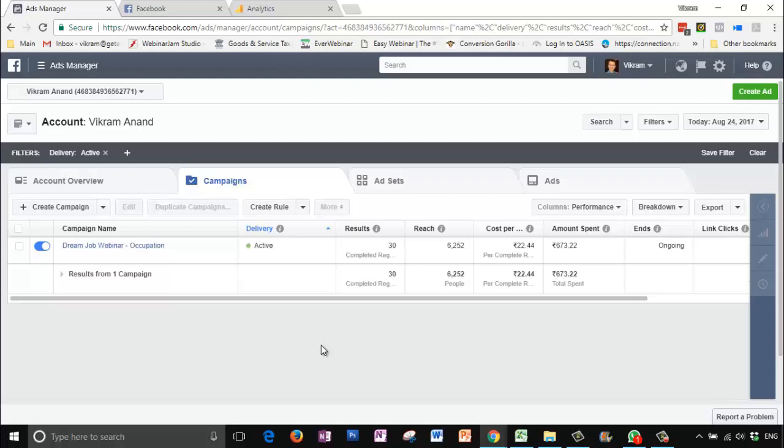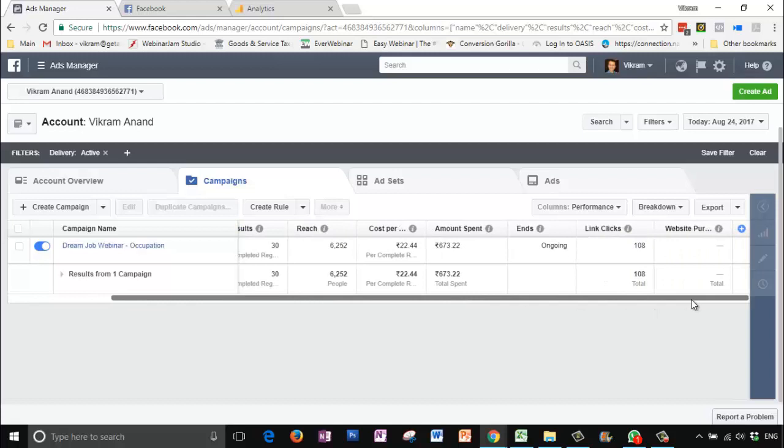Now, this campaign is basically to get people to sign up for the webinar. So this is a conversion-based ad campaign. And by now you're pretty familiar with how a conversion-based ad campaign is set up. And therefore, what I'm really interested in is looking at how much I have spent, what is the cost per registration, and how many people have completed the registration.